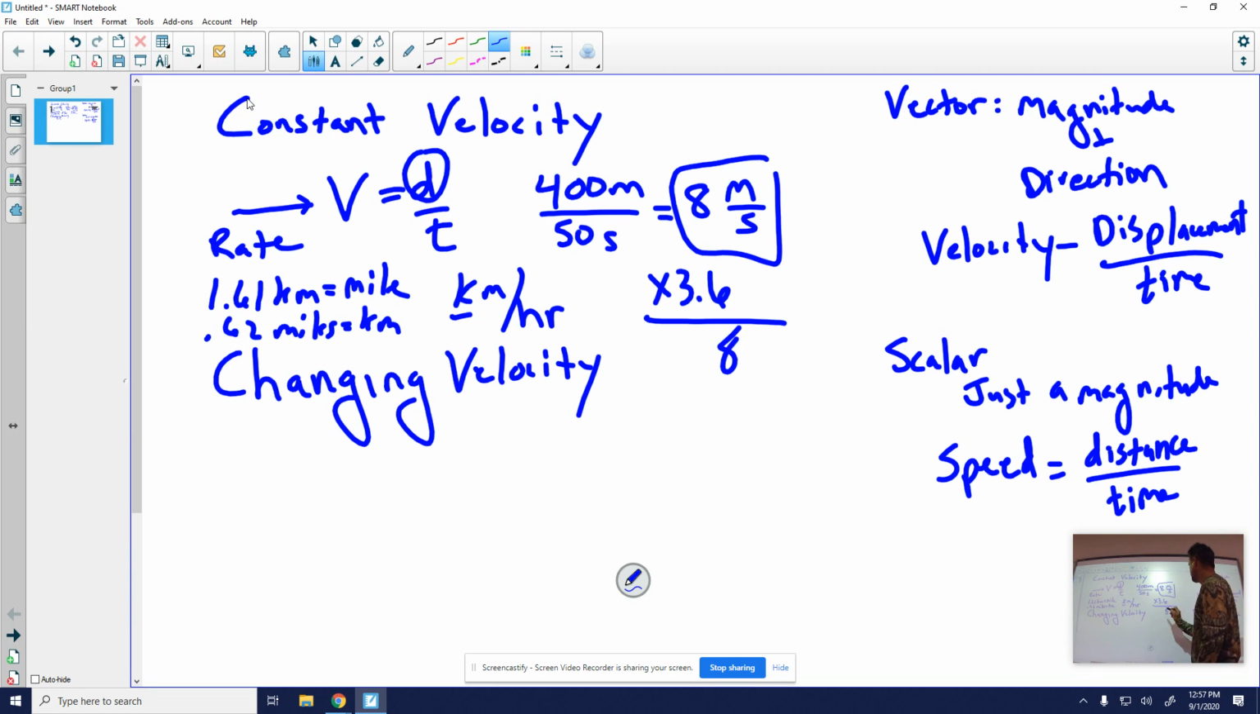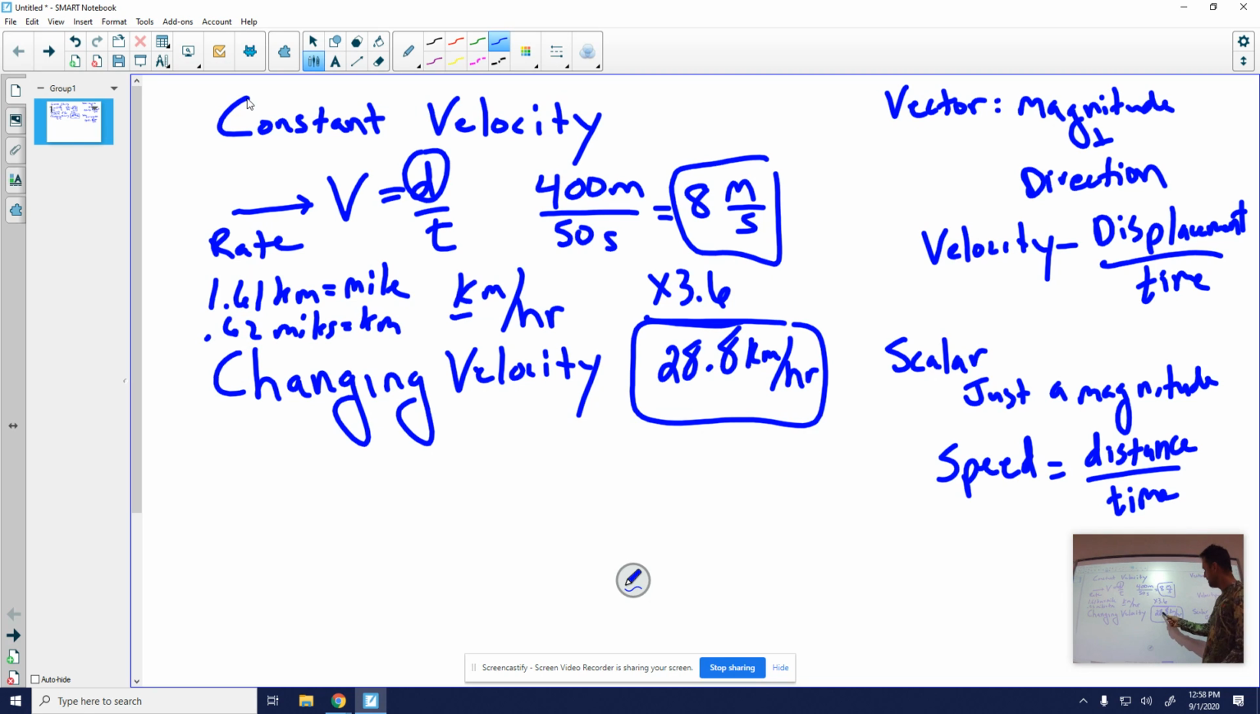Okay, so we got 8, carry the 4. 8 times 3 is 24, so 28. So looks like we're going to be going 28.8 kilometers per hour. And this is one thing you should always notice, is that a meter per second is faster than a kilometer per hour.